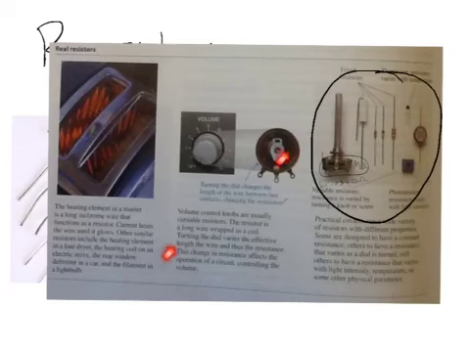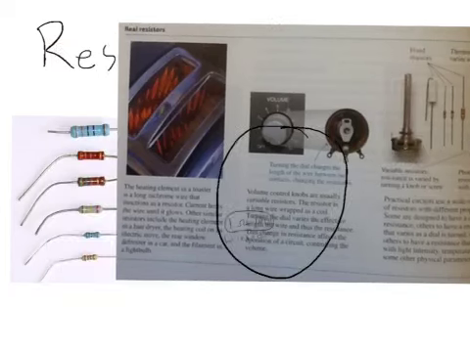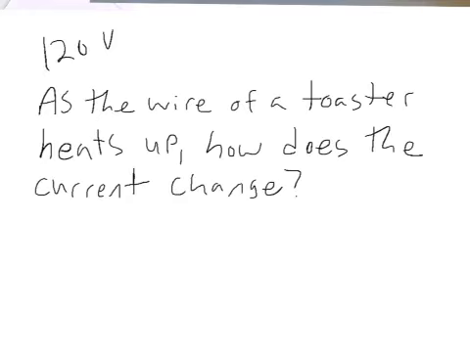So then the question is, we're going to move over here. When you press the lever on a toaster, a switch connects the heating wires to 120 volts. That's about the voltage of your household circuit. The wires are initially cool in a toaster, but the current in the wires raises the temperature until they're hot enough to glow. As the wire heats up, how does the current in the toaster change?